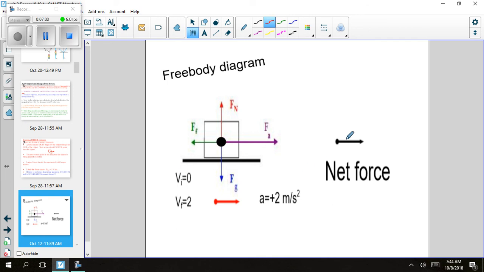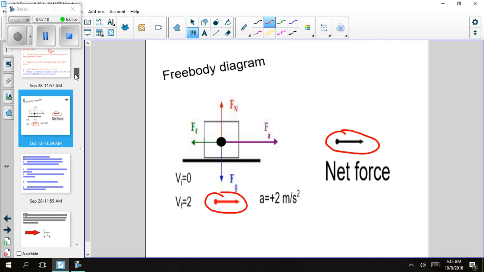We always want to draw the net force outside of the free body diagram, so you don't want to include it. If you're going to draw velocity, which on some of these I ask you to, draw it either underneath or above, and label your acceleration. So velocity and acceleration are not forces, so they would not be included in a free body diagram because this only shows force.